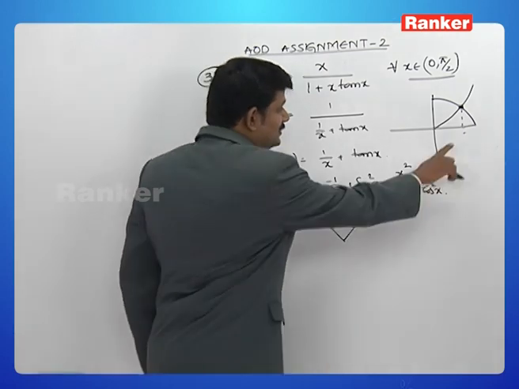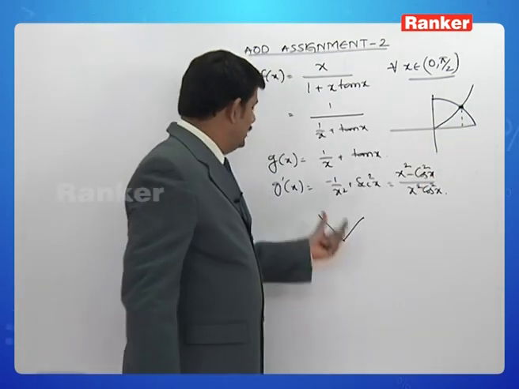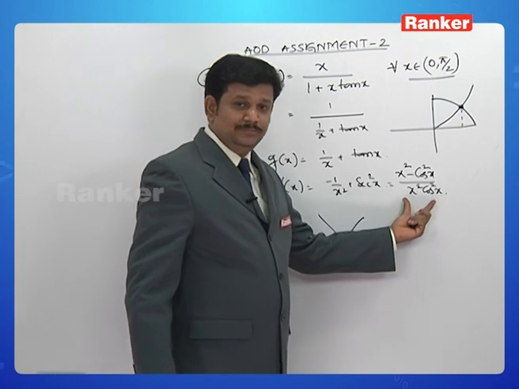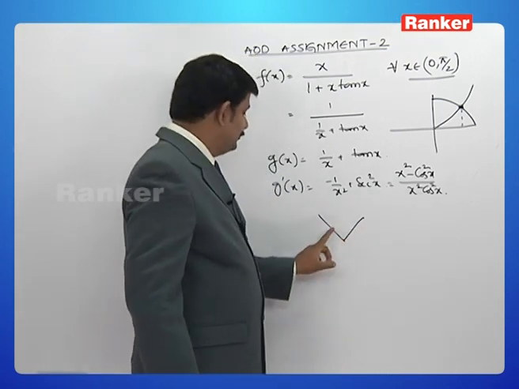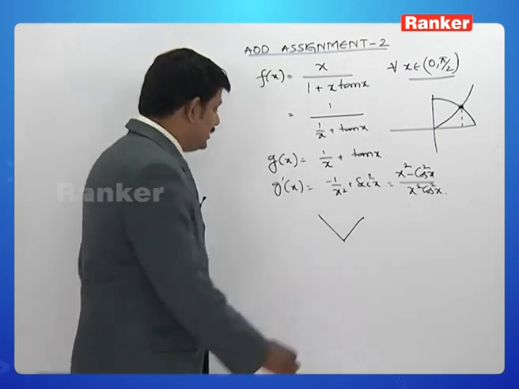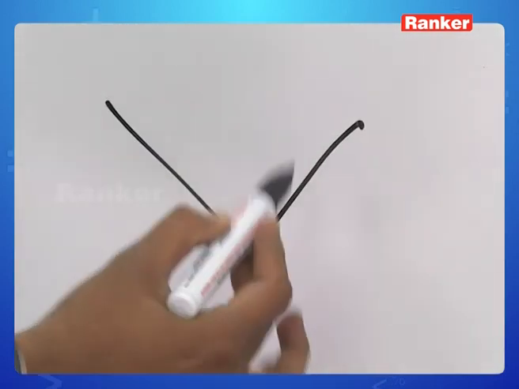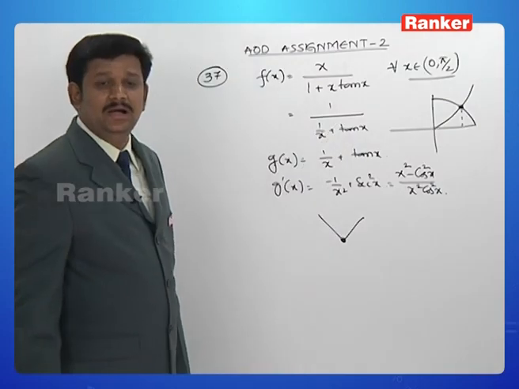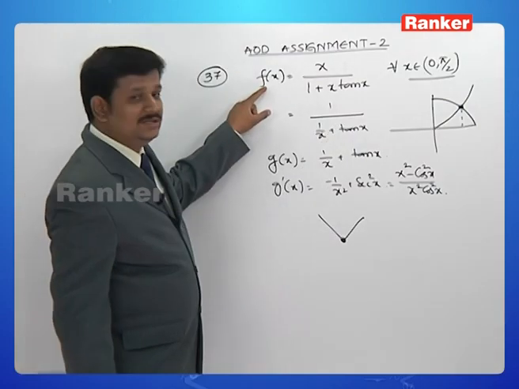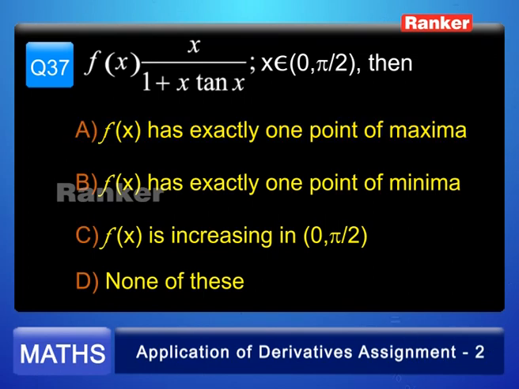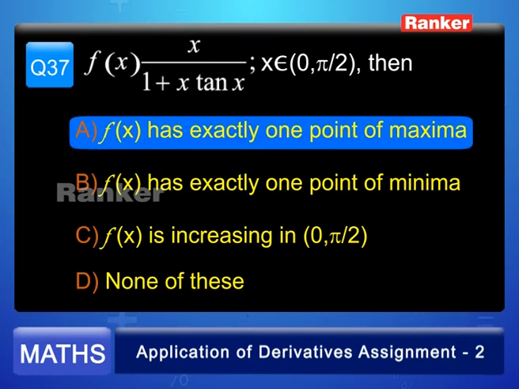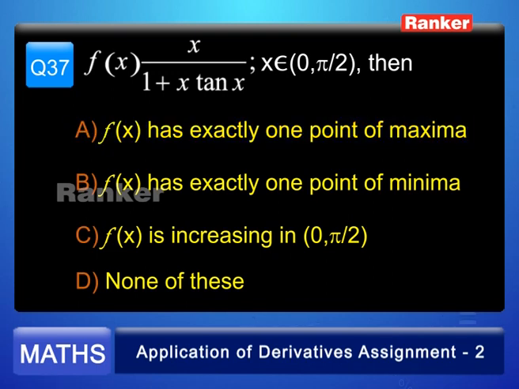So, there exists exactly one point where g dash of x is 0, and after that point g dash is positive. Before that point g dash is negative. So, for the function g, this is a point of local minima. So, for the function f, it will be a point of local maxima. So, f of x has exactly one point of local maxima, which is option A.